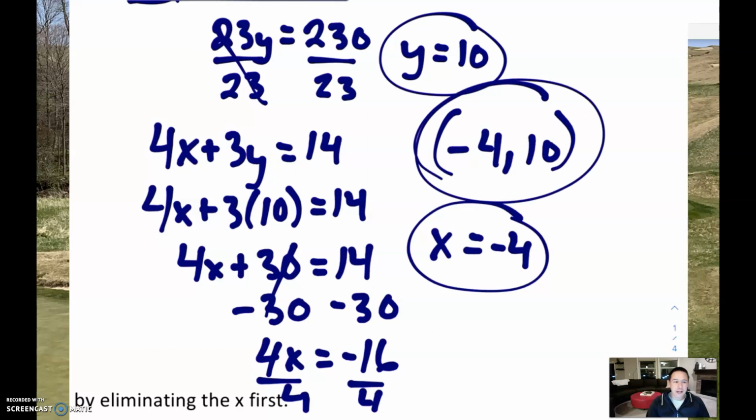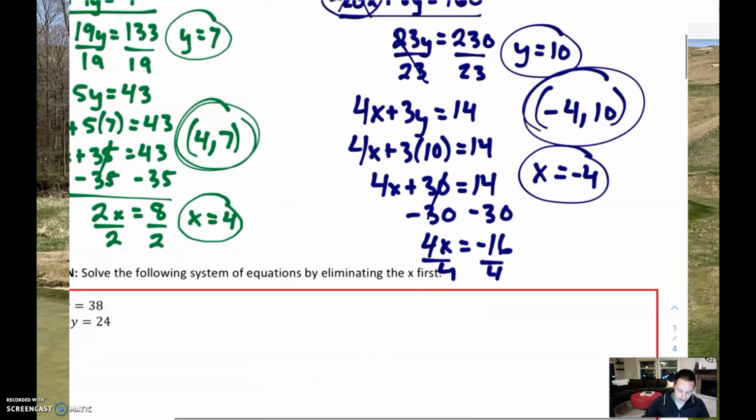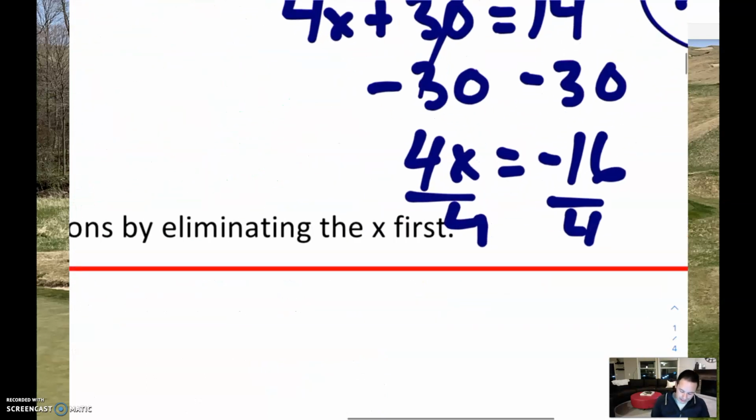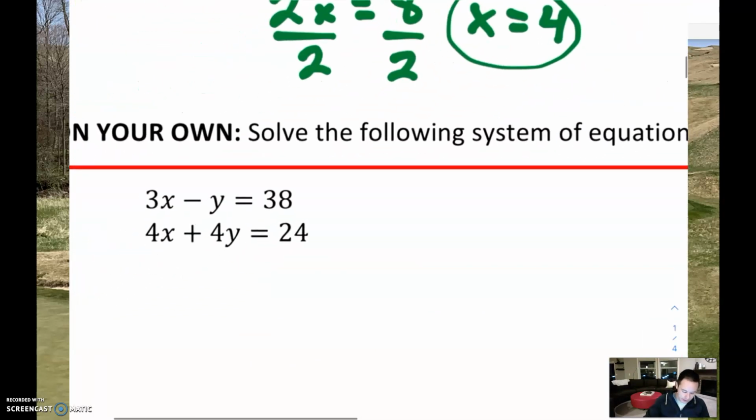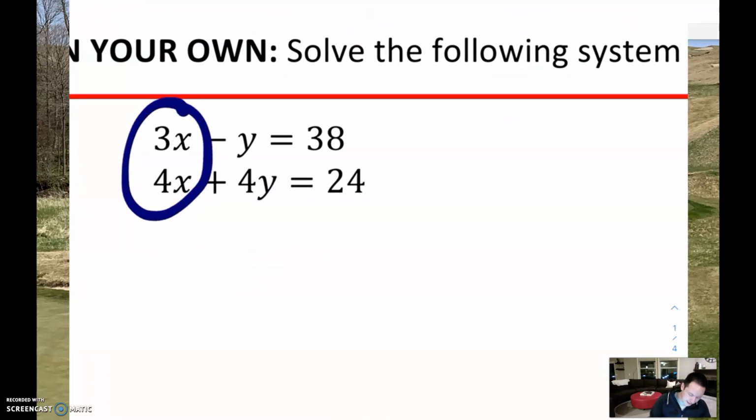So now it's your turn to try. Go ahead and do the next one on your own. Once again, you are going to be eliminating the x first. So what you're going to be doing is eliminating these x's first. What number could you turn them into? So go ahead and try it on your own. When you are done, unpause the video, come on back, and we're going to eliminate some y's.